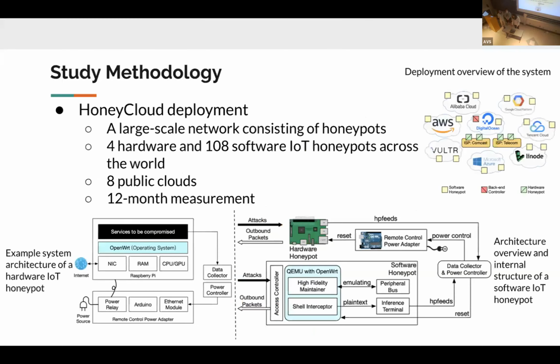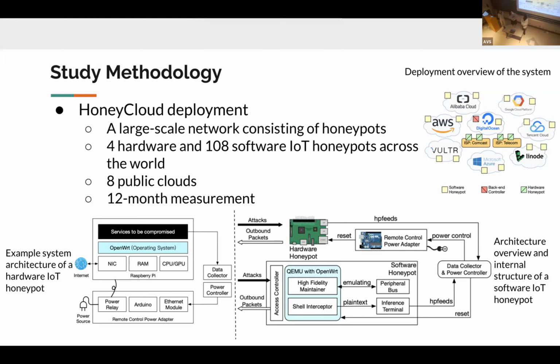And next, we will invite Tianyi. So now we understand the background, like what the fileless attacks are, what the honeypot is, and why we care about them. So now we want to understand the study methodology of this paper. Basically, the authors deploy a large network called HoneyCloud. It is a system consisting of various numbers of honeypots across the world.